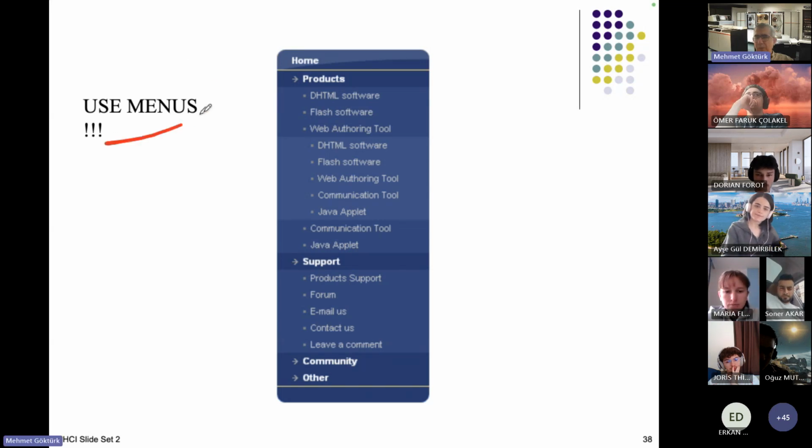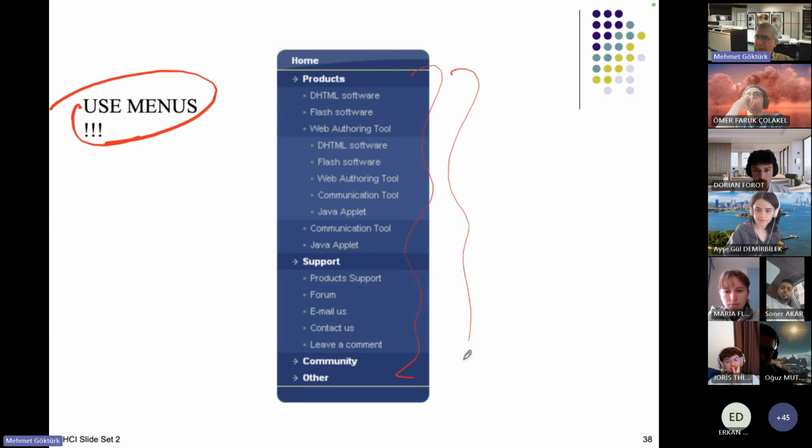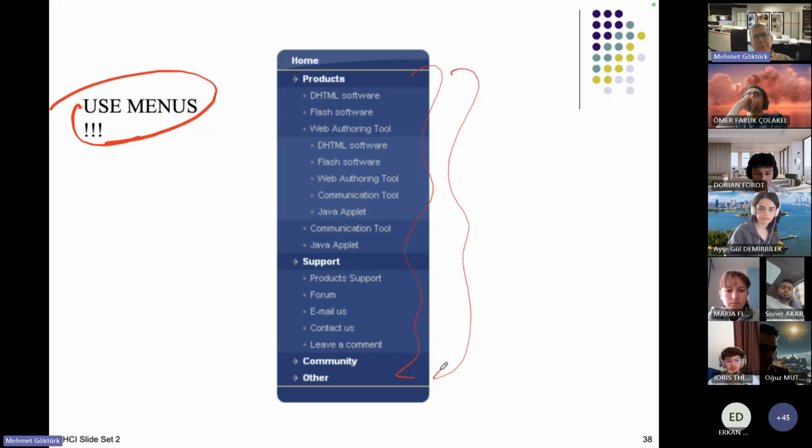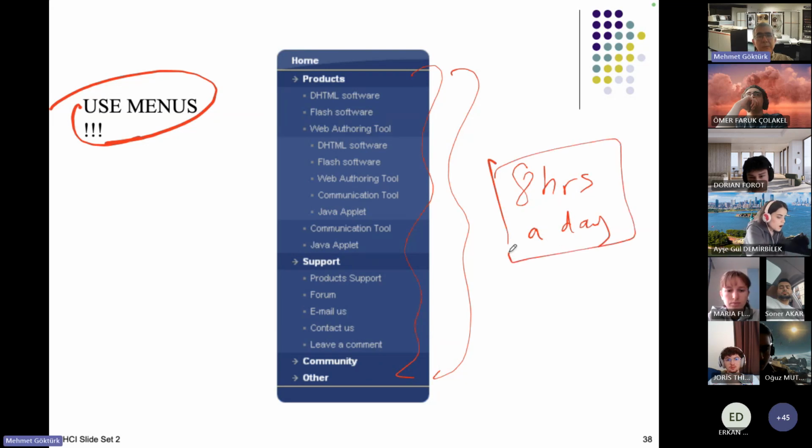Menu is recognition in general. When we have a menu, the items are available. Since they are available, you don't have to remember the command. When you are using menus 8 hours a day, it becomes difficult. It becomes time-consuming to select from the top menu and click the second, click another one, and select the last one.